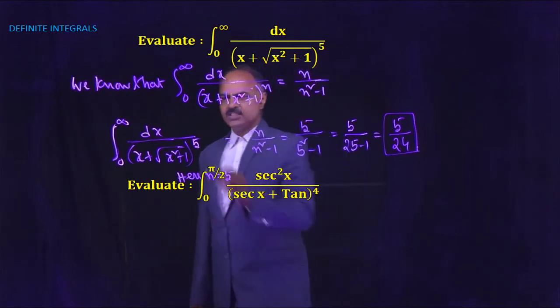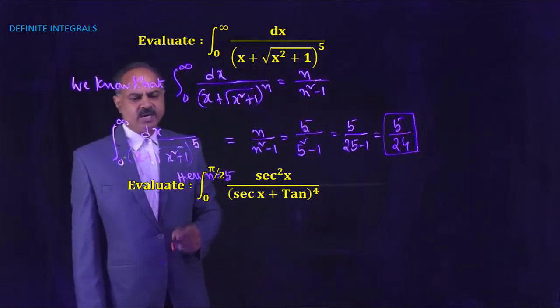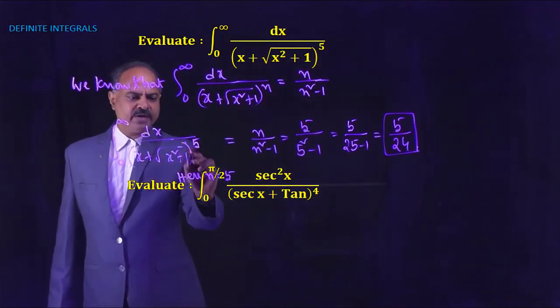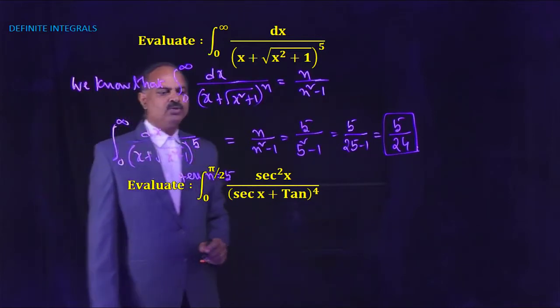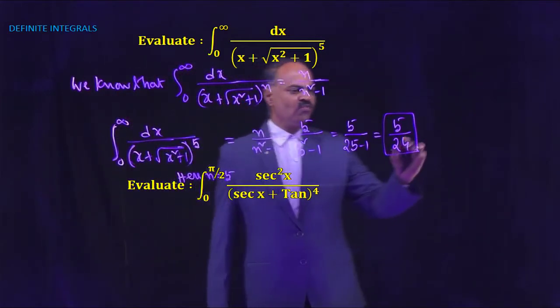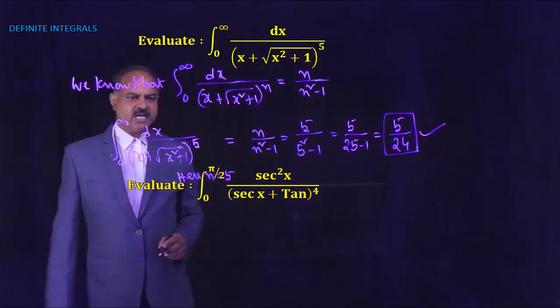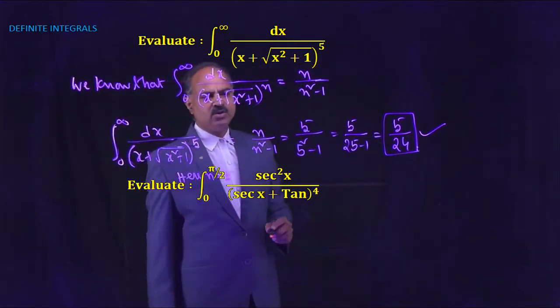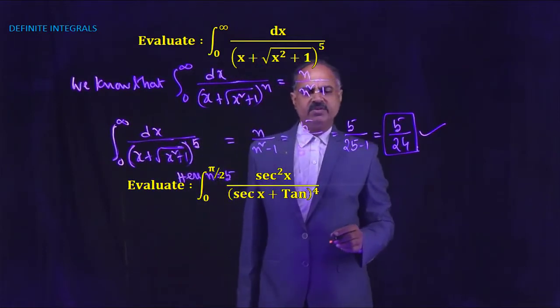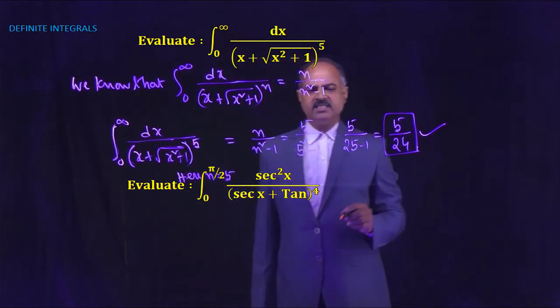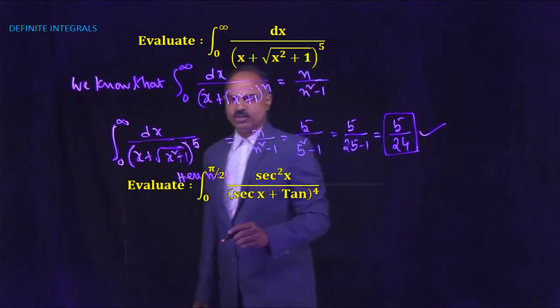Therefore, integral 0 to infinity dx by (x plus root over x square plus 1) whole to the power 5 equal to 5 by 24. Next, for example, evaluate integral 0 to pi by 2 secant square x dx by (secant x plus tan x) whole to the power 4.